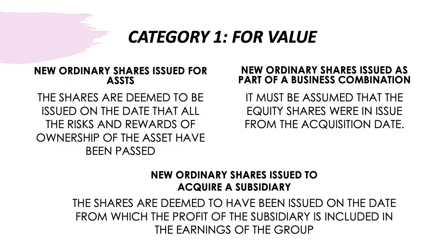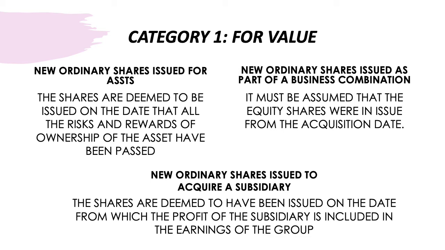In category 1, the for value category, there are then 3 other scenarios that we are going to look at. There are examples relating to each of these scenarios in your notes and class examples pack, which I will not be going through with you. When we have new ordinary shares issued in exchange for assets, the shares are deemed to be issued on the date that all of the risks and rewards of ownership of the asset have been passed. So as soon as the risks and rewards of ownership have been passed, the shares are deemed to be issued and therefore they can then be included in the calculation of the WANZO.